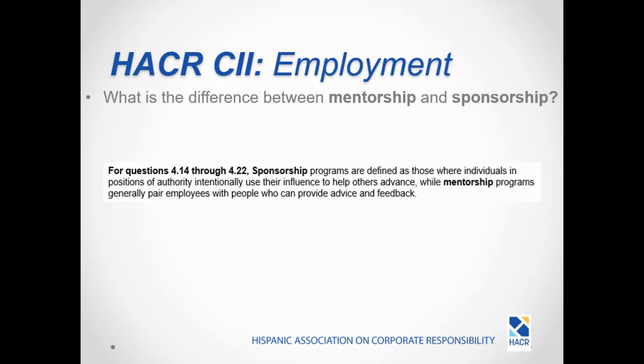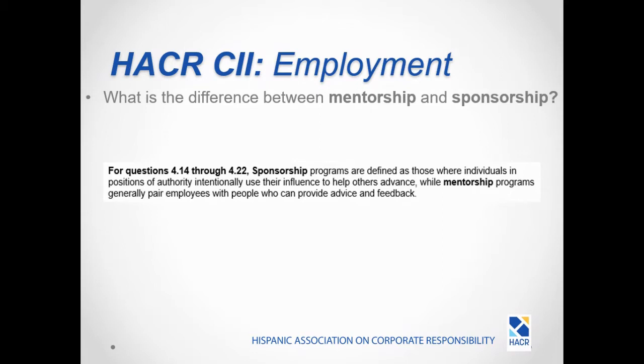So the next question in employment is, what is the difference between mentorship and sponsorship? These are terms that we do define on our survey, and just taking some language right out of that definition, sponsorships are programs where individuals in positions of authority intentionally use their influence to help others advance, while mentorship programs generally pair employees with people who can provide advice and feedback. The main difference to consider is that sponsors can leverage their position, authority, and network within an organization to help advance others, whereas mentors can have that, but they don't necessarily have to.